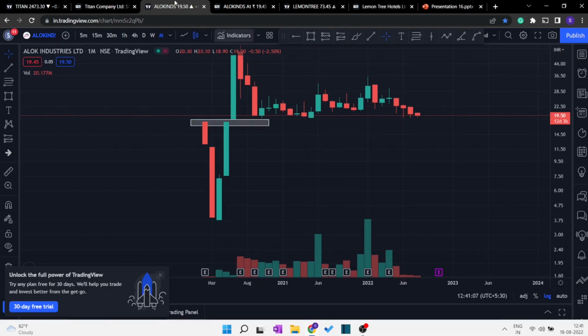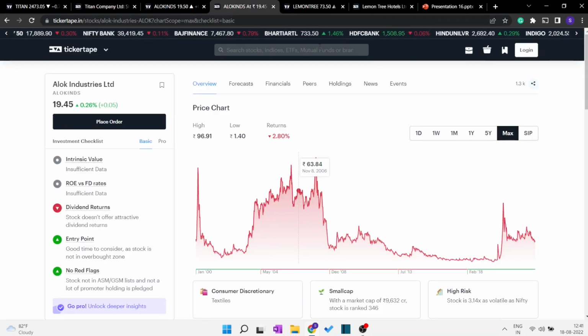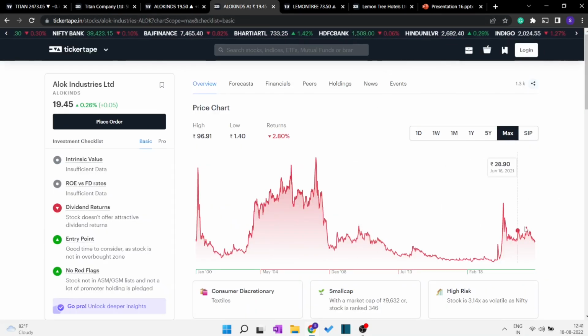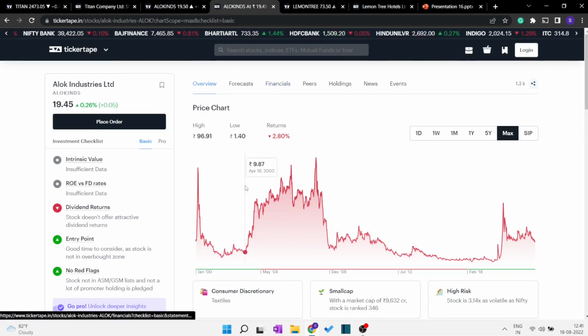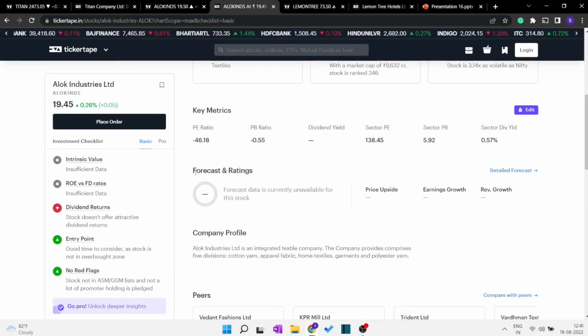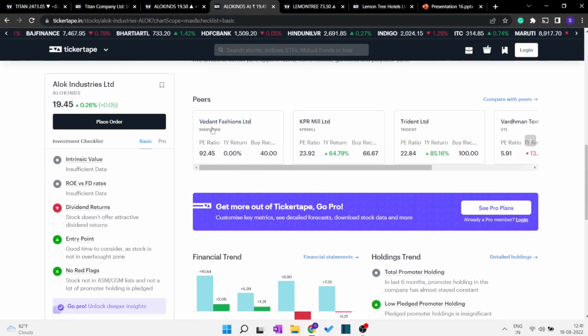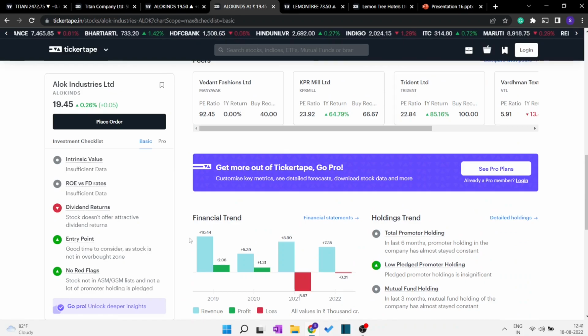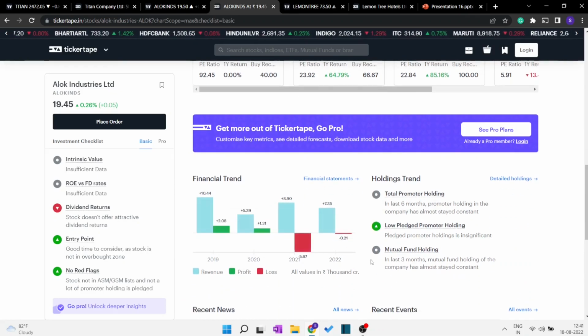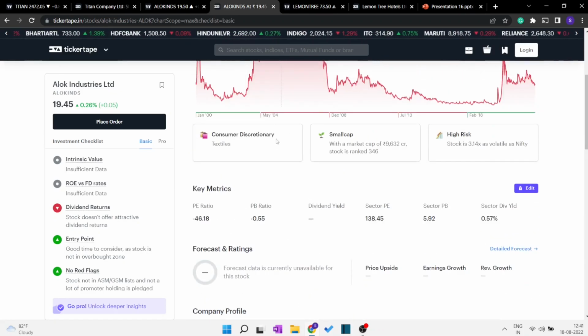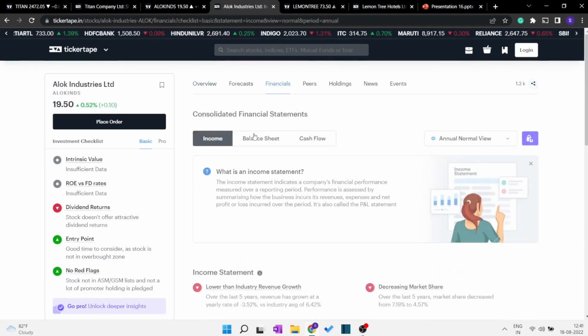So if you go to the fundamentals here, the reality check is historically it never provided returns. If you see its PE, it's minus 46, means it's just not worth it. And if you see its financial trend, the company hardly made profit sometimes. So it wasn't worth that price and it came back to real value.